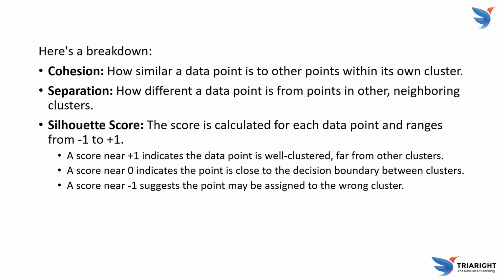So we have the cohesion. Cohesion measures how similar a data point is to the points within its own cluster. High cohesion means the points of a cluster are close to each other. Separation means how different a data point is from points in other neighboring clusters. High separation means the clusters are distinct and not close to each other. So this is the actual point of the theory.